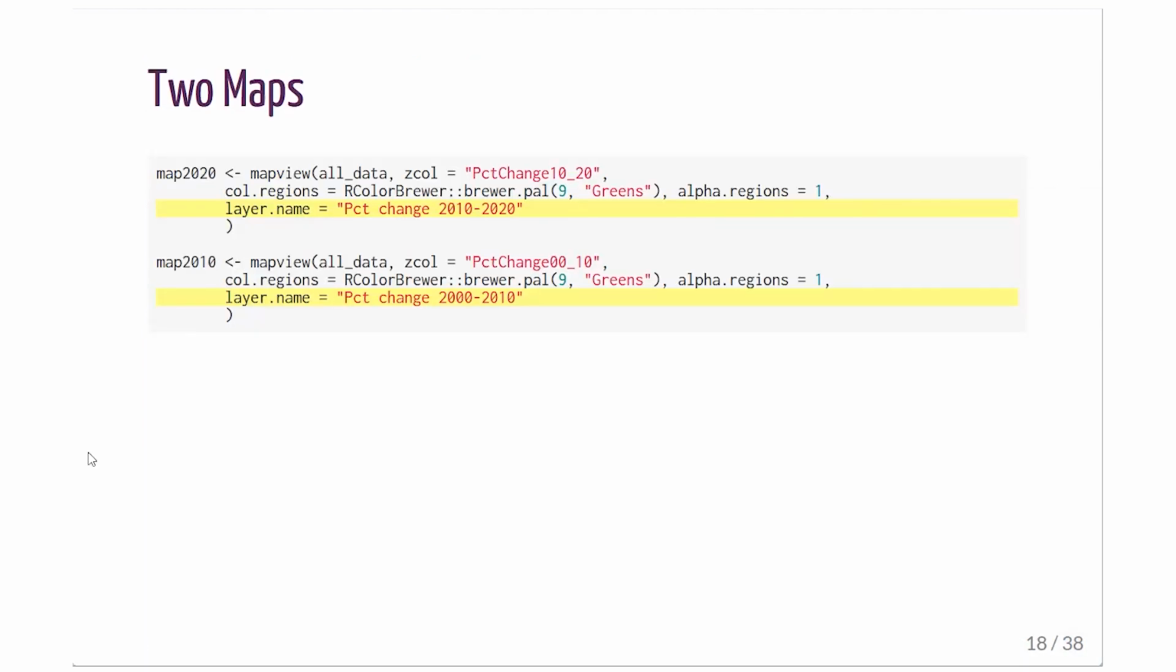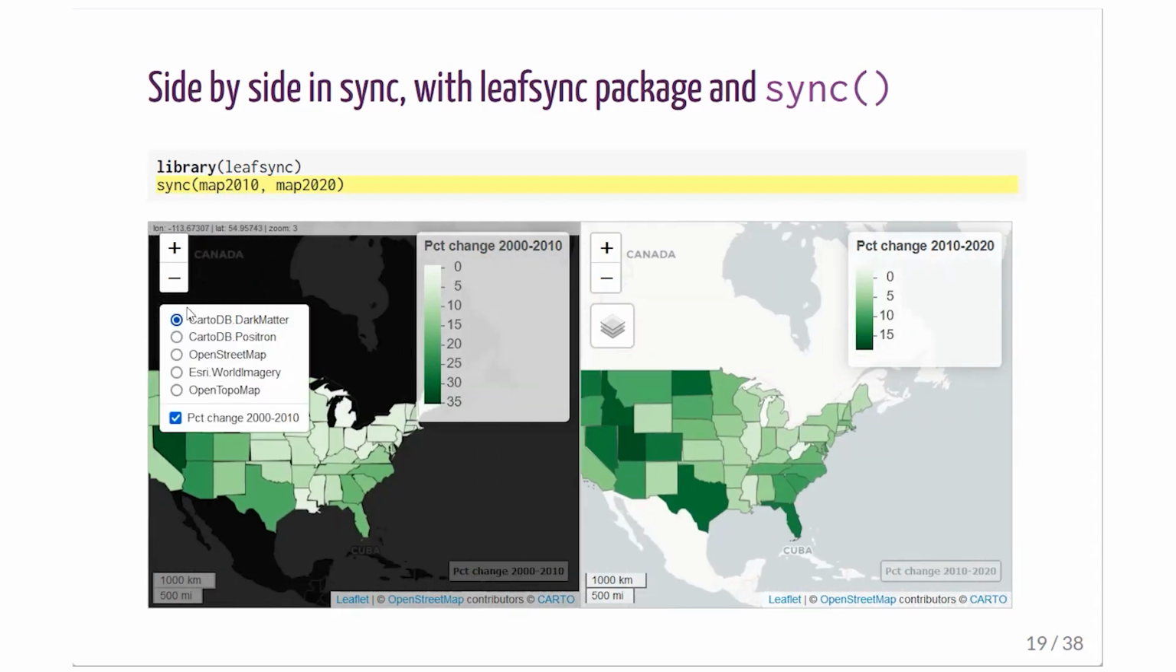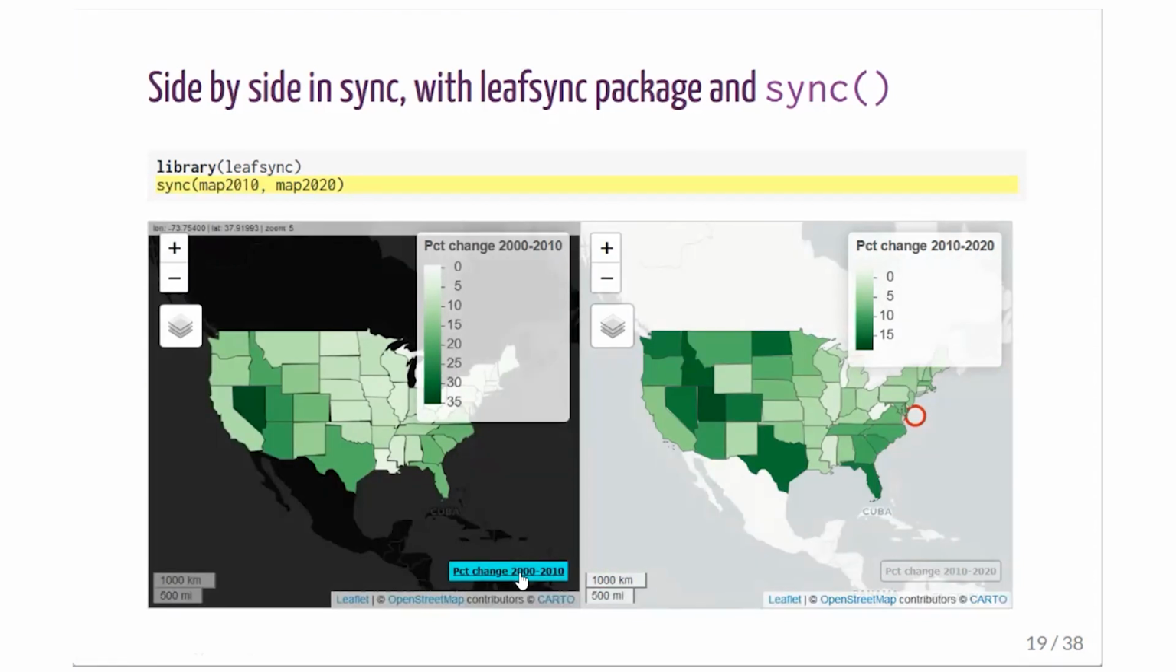Now to a couple of those tricks I mentioned at the beginning. Here I'm creating 2 maps, one for the 2010 to 2020 population change, and the other for 2000 to 2010. I'm using my greens palettes and giving each map layers new names. You can place the maps side by side and have them move in sync with the leafsync package and the sync function. Notice if I move the maps around or zoom them in and out, go back to home, they move in sync.